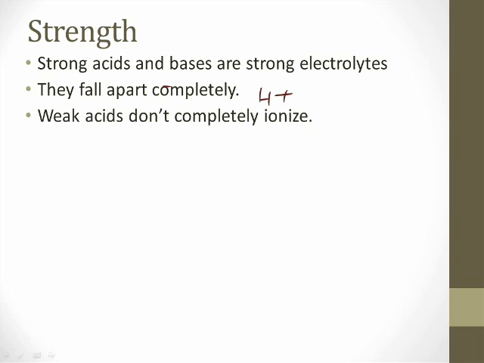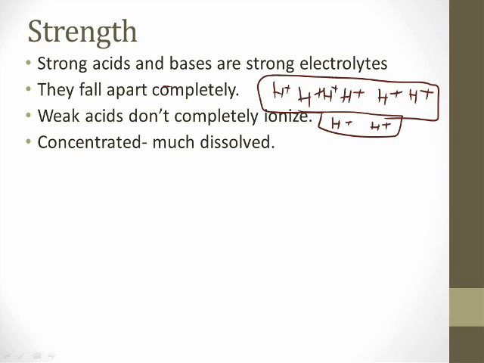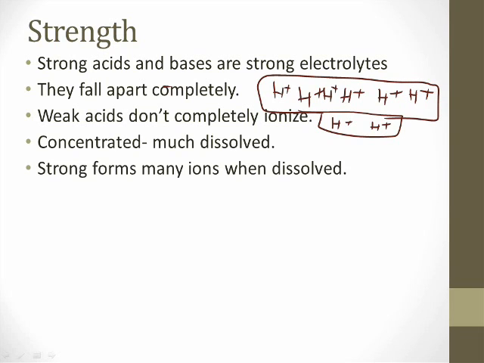Weak acids don't completely ionize. So the strong acids will get more releasing of their protons, for example. The weak acids don't release that many protons. So we'll have a lot more ions in a strong acid, not as much in a weak acid. In a weak acid, we may just have this, but in a strong acid, we'll have all these. And if something is concentrated, we have much dissolved. Strong acids and strong bases will form many ions when dissolved.